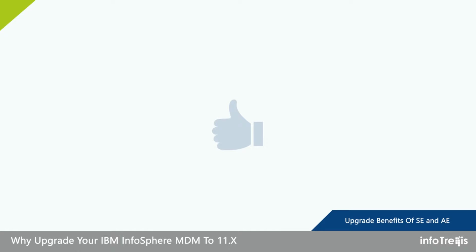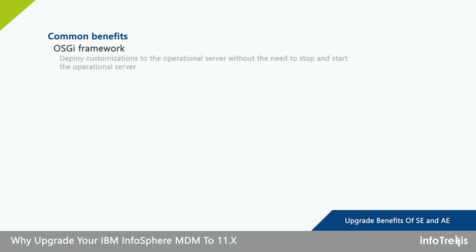The following benefits have been collated through a comprehensive review of upgrade projects InfoTrellis has successfully executed over the last 2 years. We have tracked a marked improvement in performance of MDM version 11.x over its previous version. InfoTrellis, through our experience, can surgically improve performance of common areas through the upgrade process. The OSGI framework will help engineers deploy customizations on top of the existing product environment without the need to stop and start the server. This is a productive way of managing MDM code deployments, as it allows your business to continue while changes are effected in the background.